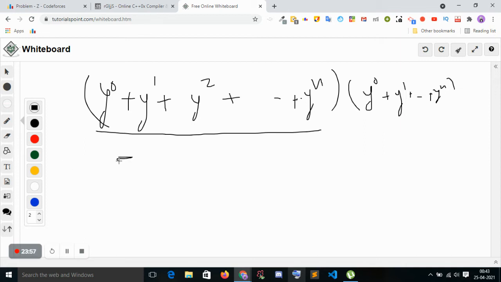So I can write summations. So summation of y to the power i, with i equal to 0 to n. This is the term, and I have multiplied it r times, so it will become a power.